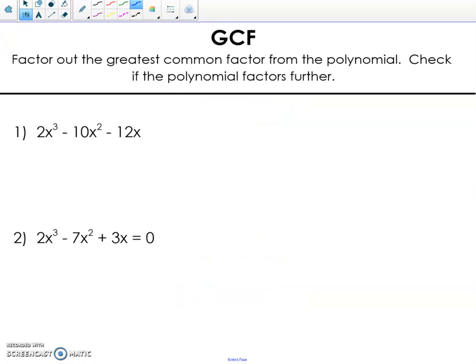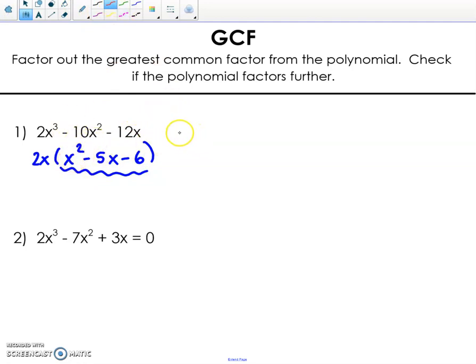The first method we're going to look at is GCF. We have to factor out the greatest common factor from the polynomial, and then we want to check if the polynomial factors further. In this first example, there's no equal sign, so all we're going to do is factor it. We're going to look for the GCF, which is 2x, and then we're left with x squared minus 5x minus 6. What's in the parentheses is a quadratic, so we want to see if that can factor further.